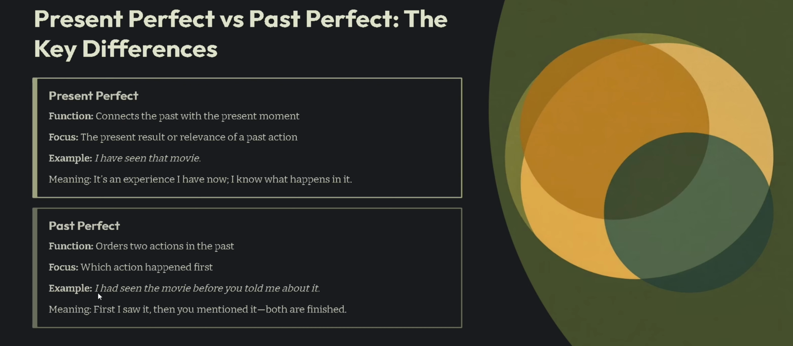So the focus is to understand which action happened first. So the example, I had seen the movie before you told me about it. Yo había visto la película antes de que tú me dijeras sobre ella. So the meaning here in this example is that first you saw it, then you mentioned it, that he has told you about that.